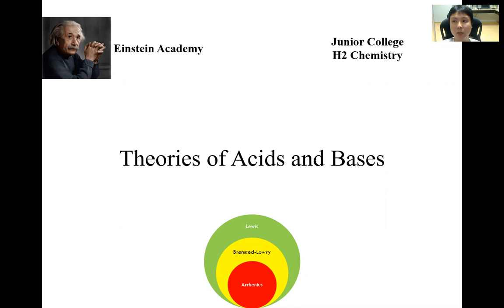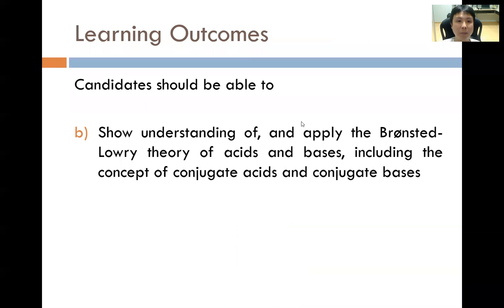In this video, we'll be looking at learning outcome B from the topic of theories of acids and bases from the JC H2 chemistry syllabus. Learning outcome B states that candidates should be able to show understanding of and apply the Brønsted-Lowry theory of acids and bases, including the concept of conjugate acids and conjugate bases.